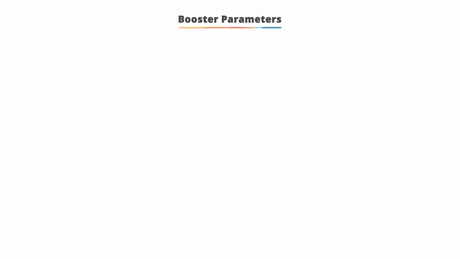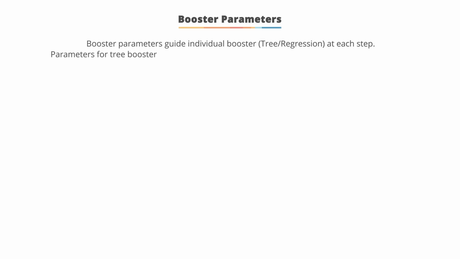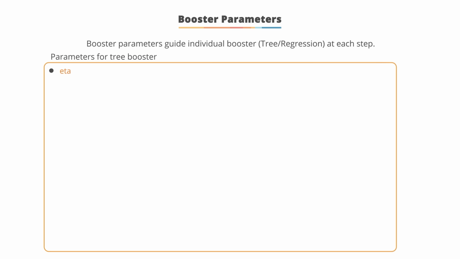Let's look at the booster parameters. Booster parameters give the individual booster tree regression at each step. Let's look at the parameters for tree booster first. ETA defines the step size shrinkage used in update to prevent overfitting. After each boosting step, you can directly get the weights of new features, and ETA shrinks the feature weights to make the boosting process more conservative. ETA range is between 0 and 1, and the default value is 0.3.